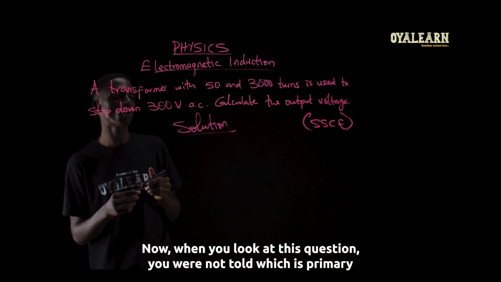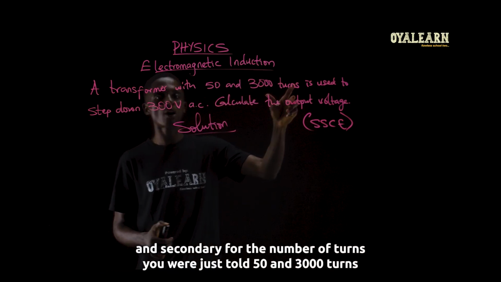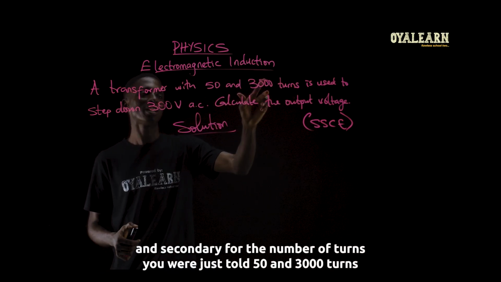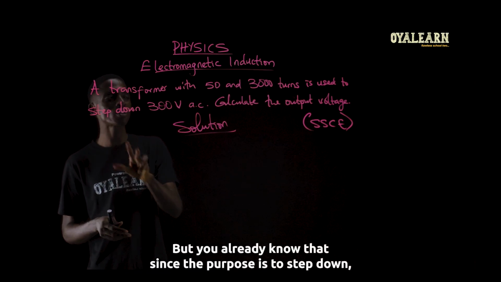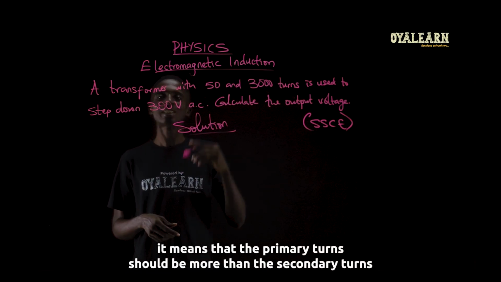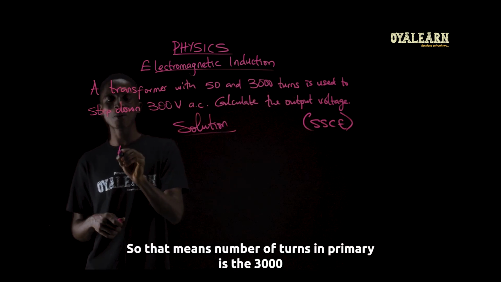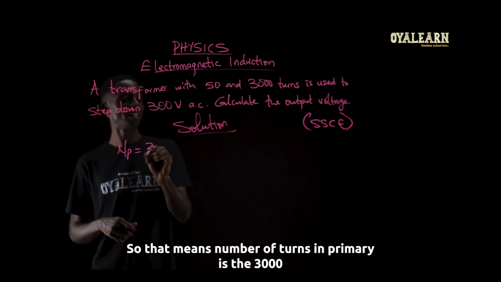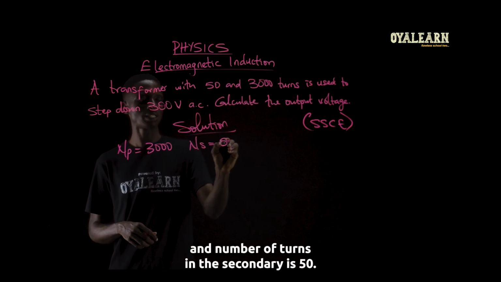Now, when you look at this question, you were not told which is primary and which one is secondary for the number of turns. You were just told 50 and 3,000 turns. But you already know that since the purpose is to step down, it means that the primary turns should be more than the secondary turns. So that means the number of turns in the primary is 3,000, and the number of turns in the secondary is 50.